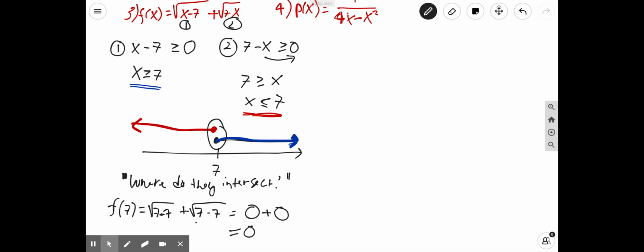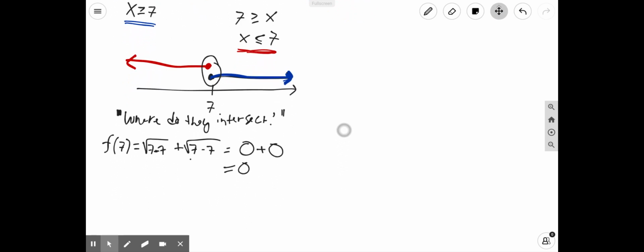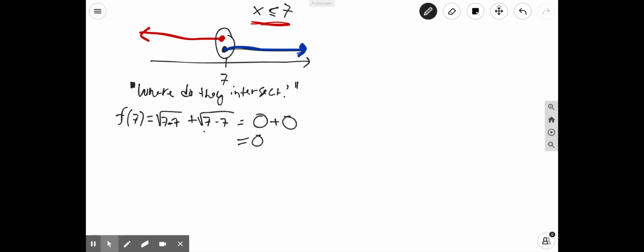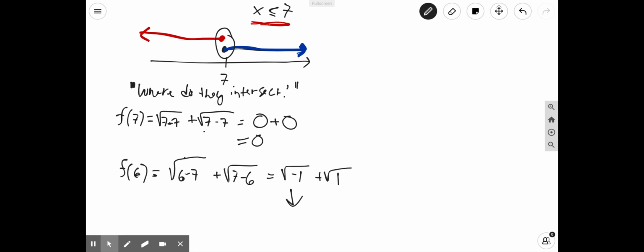But if we would pick any other number, for example, if I pick 6, okay? So let's check what happens when I pick 6. So if I pick 6, which should work for the red line, huh? So we're going to get x minus 7, so 6 minus 7, and then plus 7 minus x, so 7 minus 6. So we get the square root of minus 1 plus the square root of 1. Do you see that this is a problem?